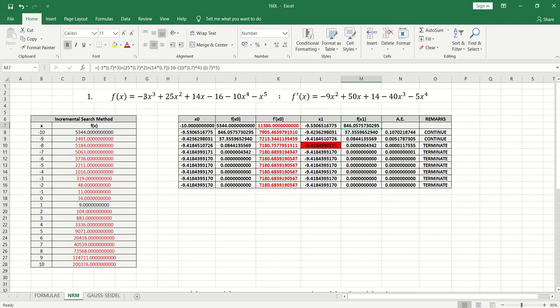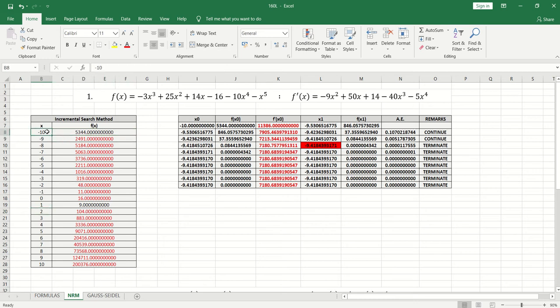Given this function, negative 3x cubed plus 25x squared plus 14x minus 16 minus 10x raised to 4 minus x raised to 5, we will first do the incremental search method. This incremental search method is used to find where the function will change sign, or the polarity, given a range of x values. I used negative 10 and positive 10 for the incremental search method. We can observe that the polarity changes between negative 10 and negative 9, or 0 and 1, or 1 and 2.